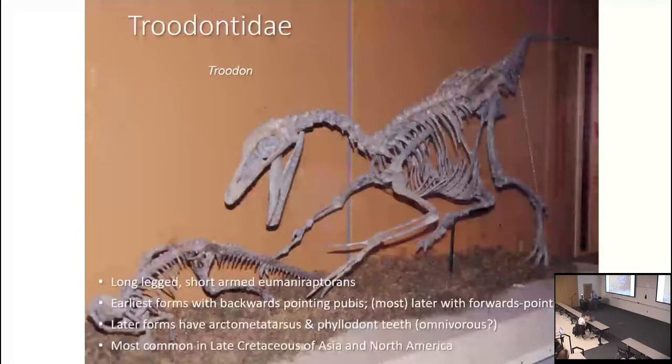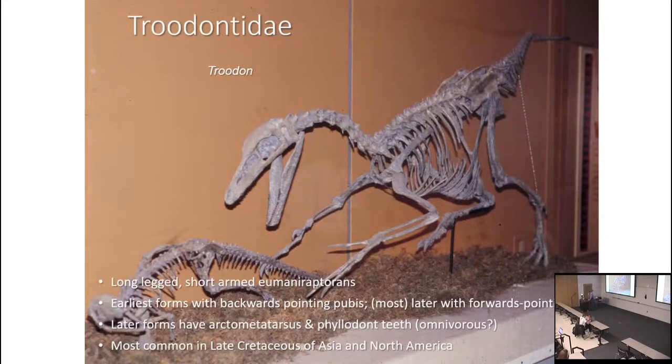Okay, the other branch of Deinonychosauria is Troodontidae. Troodontidae tend to be long-legged, and they tend to be relatively short-armed. In fact, notice that in order to make it use its arm to try to capture that little ornithopod, they had to orient the body downwards. The earliest forms of troodontids have that opisthopubic pelvis, the backwards-pointing pubis, as do dromaeosaurids, and as do avialans mostly. Most, but not all, of the later ones re-evolved a forward-pointing pubis.